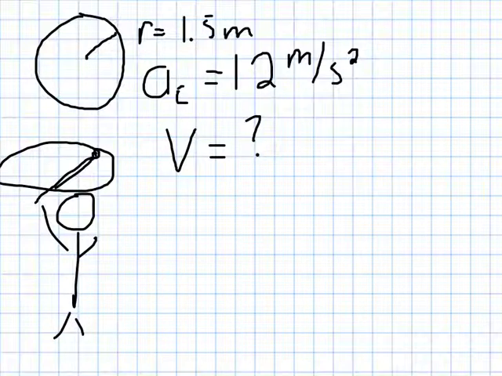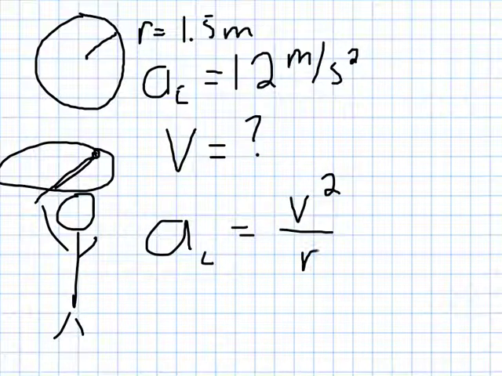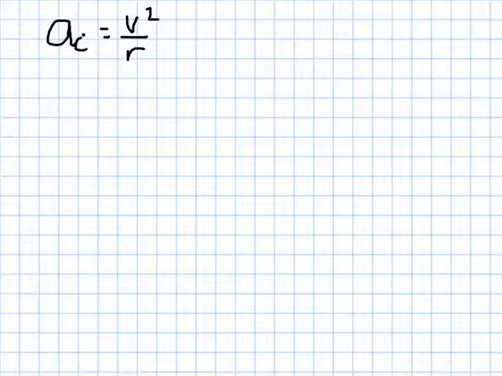The equation that relates the radius, the acceleration, and the speed, the equation you should always think of when circular motion comes up, not only in kinematics but in forces too, is that centripetal acceleration equals the speed squared divided by the radius. I know the centripetal acceleration limit, 12 meters per second squared. I know the radius. I'm going to solve for the velocity. So here's the equation we're using: a_c equals v squared over r. Let's put our numbers in.